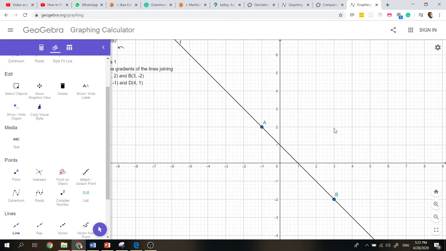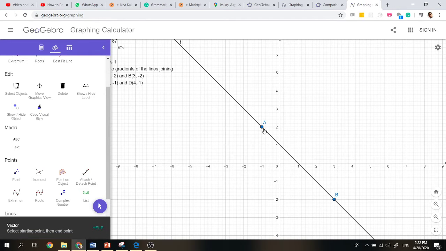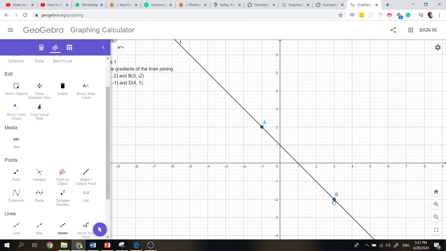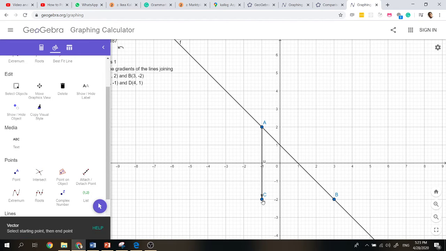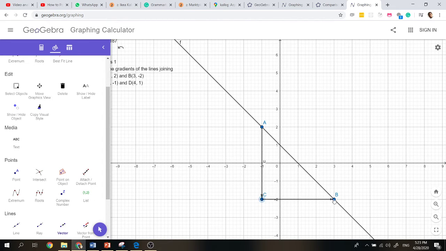That's very important. What's our change? Now we are moving from A to B. We need to get the rise first. If you want to go to B, then you have to move down 4. Otherwise, to move from here to B, you have to draw like this. Then this is your rate of change. A to C is your rise, C to B is your run.